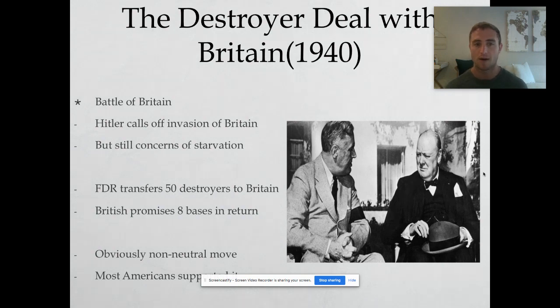Brilliant move by FDR. He doesn't go through Congress. This is he and Churchill. He says, I'll give you 50 destroyers. You give me 8 bases in the Western Hemisphere. They trade this. This is obviously a non-neutral move, but FDR understands the importance of this. And this shows the turning of American isolationist sentiment, as most Americans actually supported this deal, despite the fact that this was a completely unilateral move made by FDR himself.